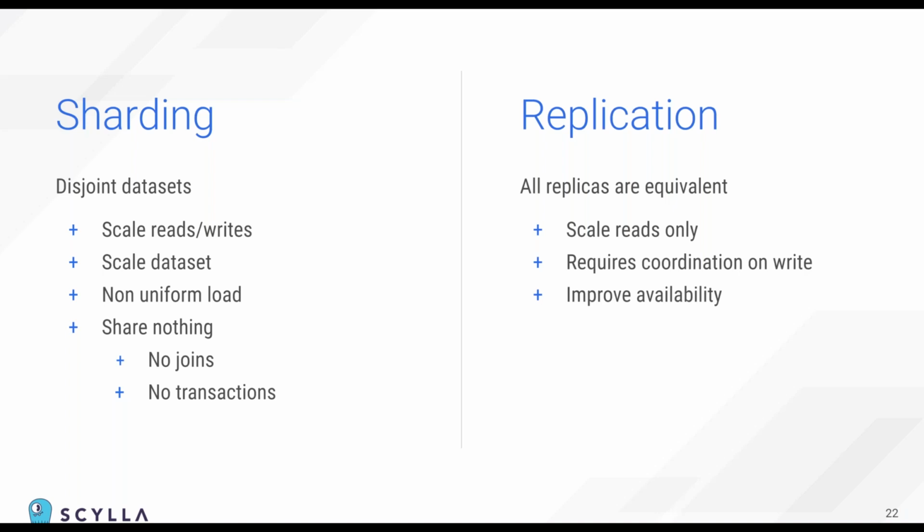In replication, all replicas are equivalent, and you can do joins or transactions because all the data is on the same replica. But it only scales reads. So if you want to scale writes, you have to combine it with sharding somehow. And it does require some coordination in writes, as I mentioned, and it has the benefit of improving availability. Basically, if you lose one replica, it's not so bad. You still have other replicas, and yeah, we all know this.